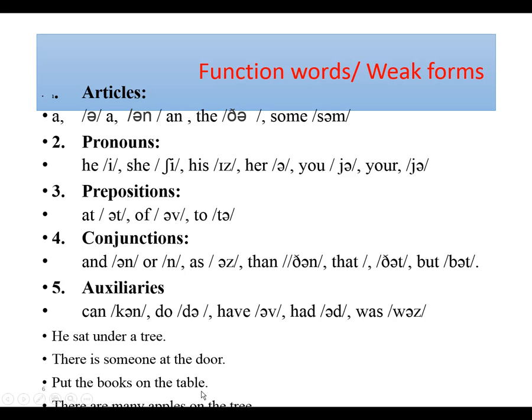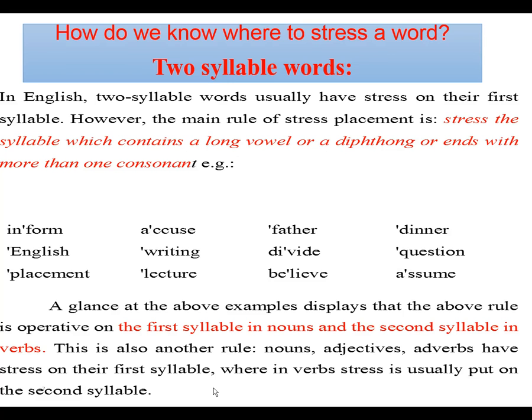Put the books on the table. What are the important words here? Put, books, and table. Put is a verb, books is a noun, and table is a noun. And look at the rest. There are weak words. Okay, so here I want you to learn how to transcribe. This will help you a great deal when we come to transcribe, and also when we pronounce. We don't give extra emphasis on these words. Okay. How do we know where to stress a word?